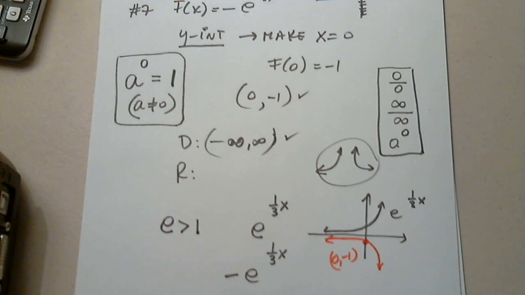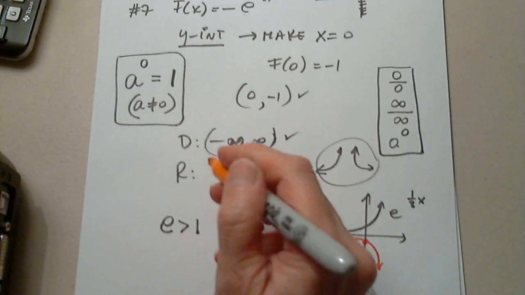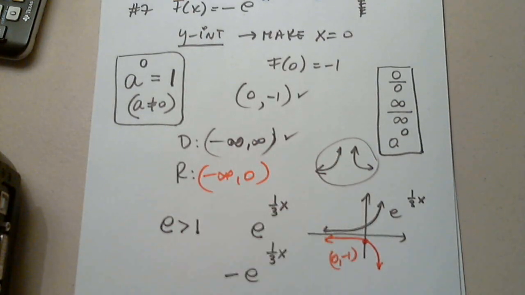Can anyone give us the range? It's 0 to negative infinity. Yes, but we start at negative infinity and go to 0. Excellent. Perfect. That's it. Let's go back. Going back. Where are you guys?